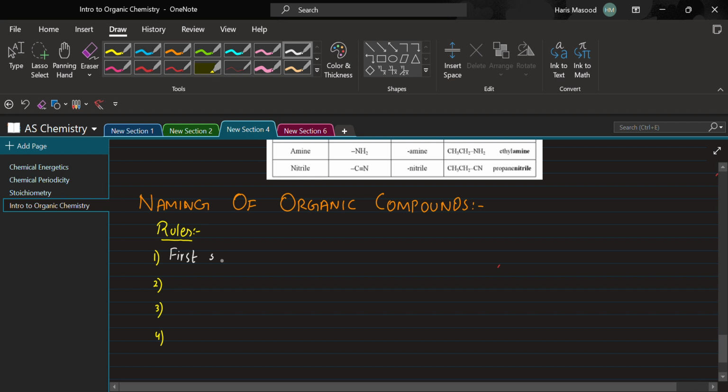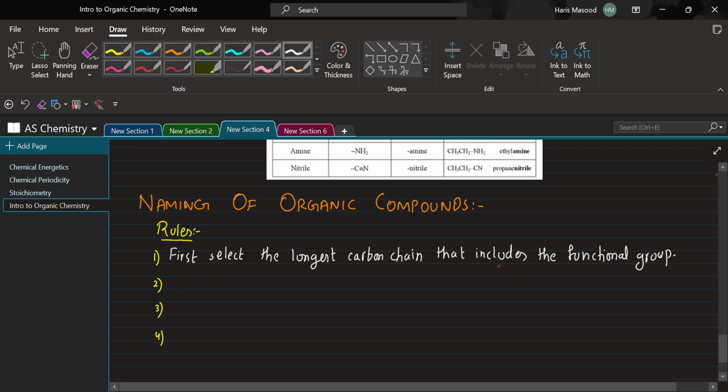First, select the longest carbon chain that includes the functional group. And if there is no functional group, like if it is just a straight chain, simple chain, then you have to select the longest chain.